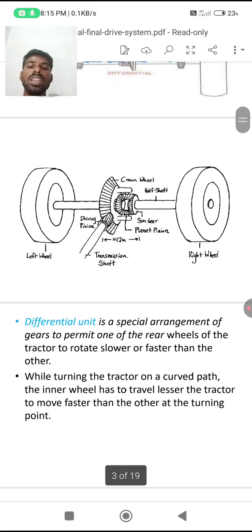The differential unit is a special arrangement of gears to permit one of the rear wheels of the tractor to rotate slower or faster than the other. While turning the tractor on a curved path, the inner wheel has to travel a lesser distance, so the outer wheel has to move faster than the inner wheel at the turning point.